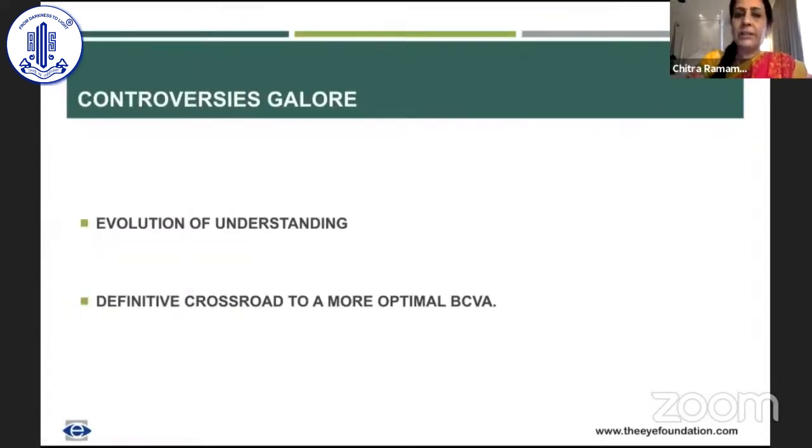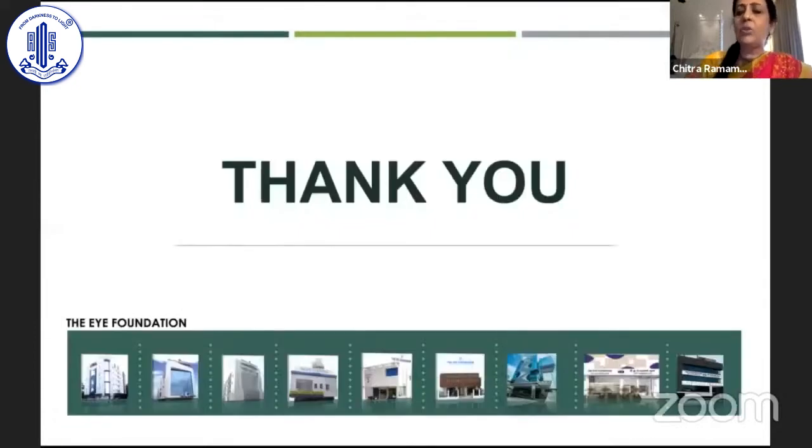So essentially, although in the last couple of decades we've been doing cross-linking, we've come way, way forward, but the controversies are still there. We are still in the process of evolution in understanding. Yes, there is a definitive crossroad which we've reached. We have a bit more optimal best corrected visual acuity today, but then there is a lot to think about.